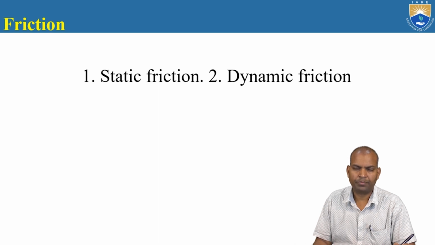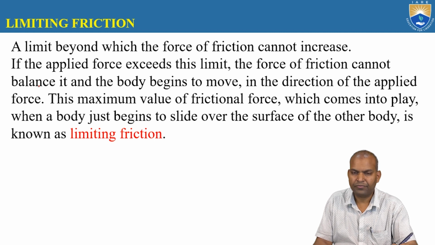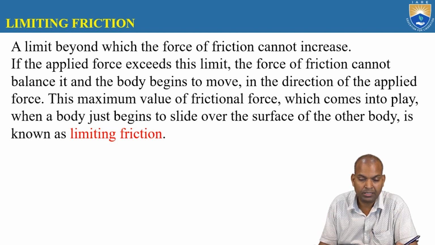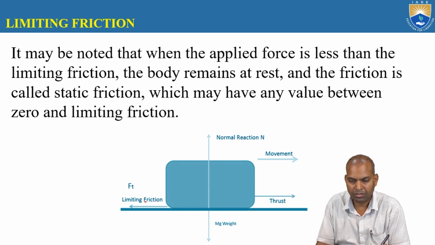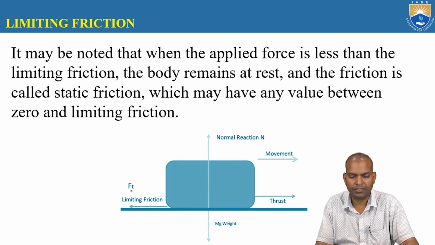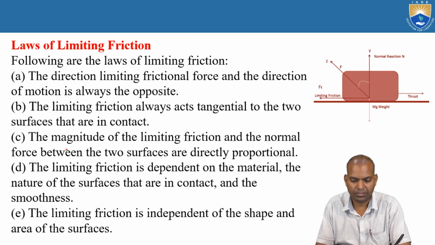This dynamic friction is subcategorized into two types: number one, sliding friction, and another one is called rolling friction. Another term is limiting friction, which is nothing but a limiting frictional force. It is very important that limiting friction is always in the direction of the movement of the body. In this figure, you can see the normal reaction always acts normal to the surface, not to the body. The weight of the body always passes through the center of gravity of the body. Thrust and limiting friction are collinear and directional, unlike collinear forces.